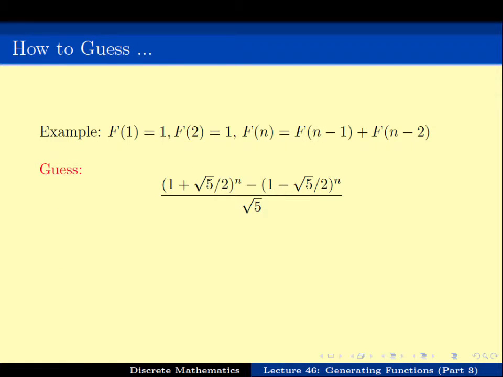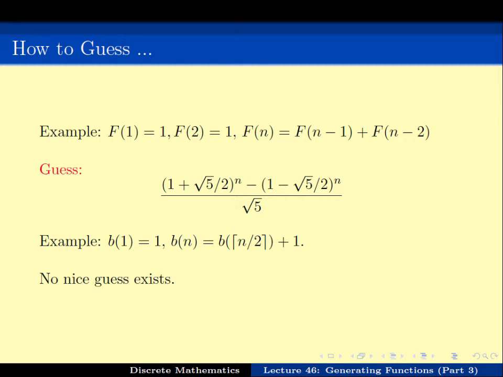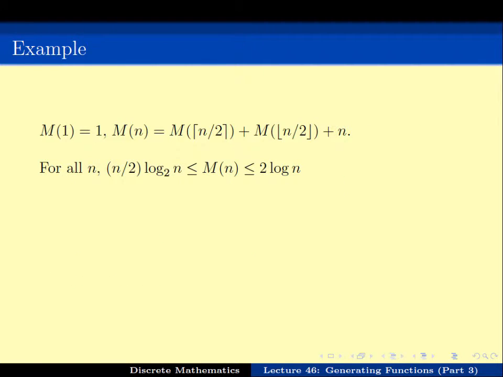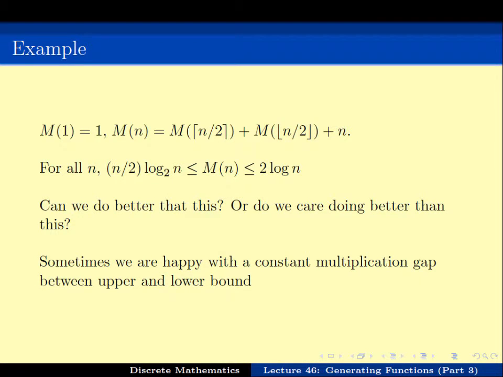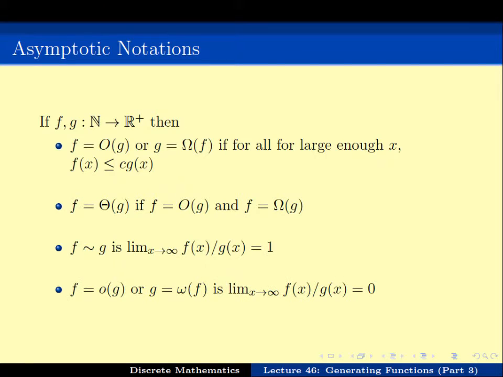But then there were other things like the Fibonacci numbers, which we didn't know how to guess. And then there are other things like the recurrence relations coming from binary search and so on, where again there was no nice guess. So in the second case, when there is no nice guess, we said that maybe we can come up with an upper bound and lower bound, and that should be good enough for us, at least using the asymptotic notations of big O, big omega, theta and so on. We can possibly get an asymptotic function for the recurrence.